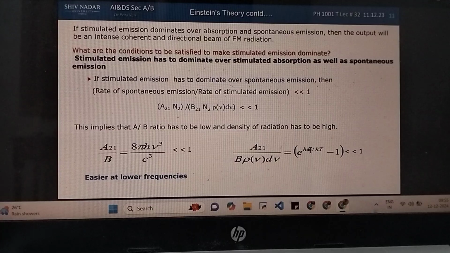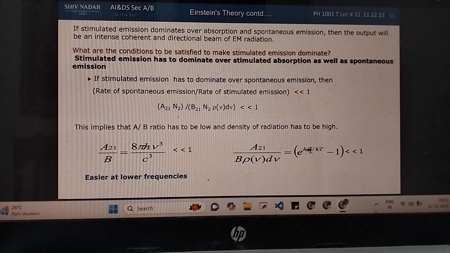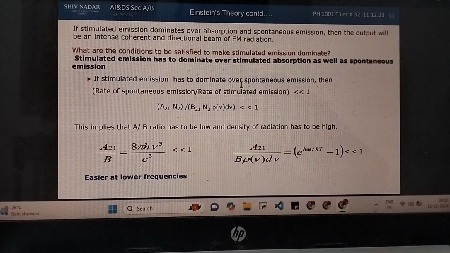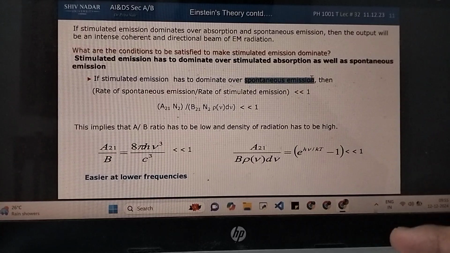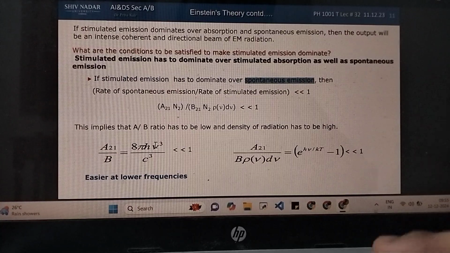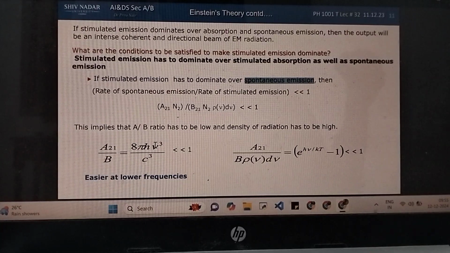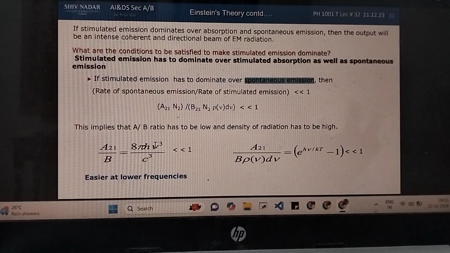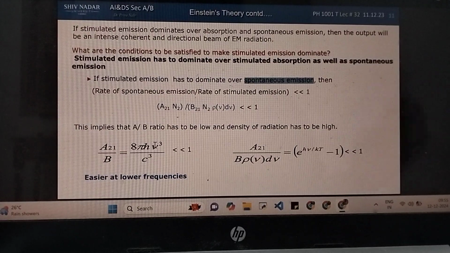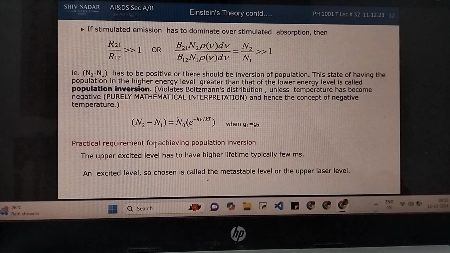So what is the key takeaway from this point? If stimulated emission has to dominate over spontaneous emission, then we need to work at low frequencies. So choose a material whose frequency of light emission is low. That is the key takeaway from this first segment.